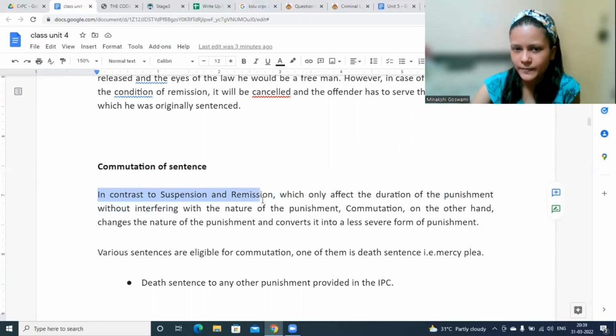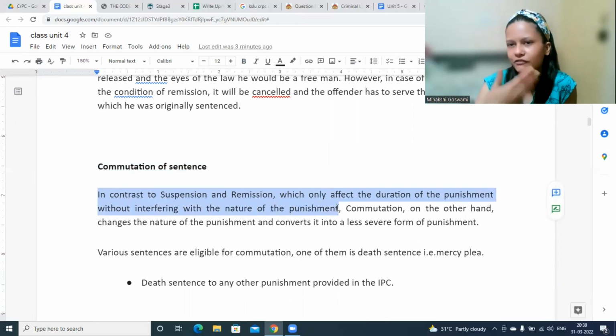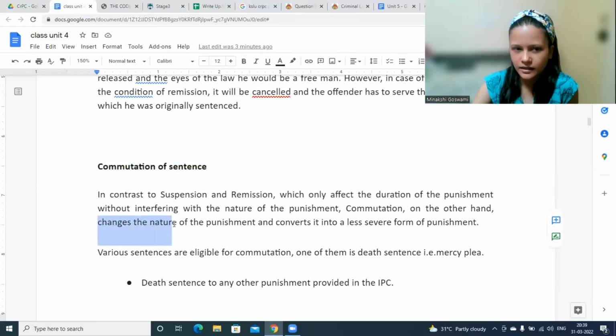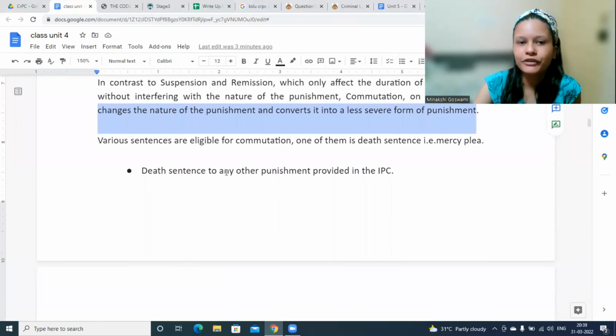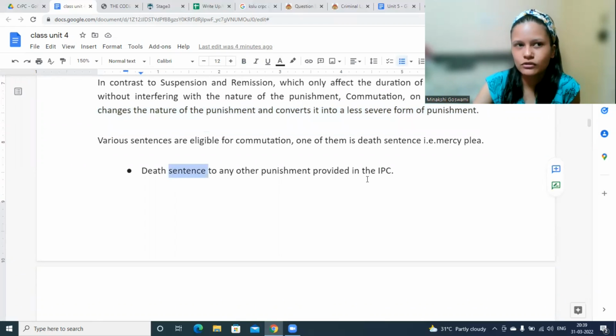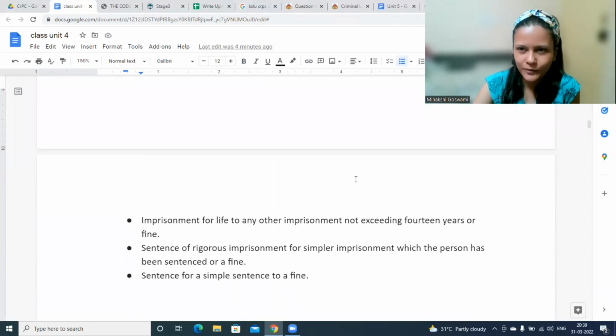In contrast to suspension and remission, which only affect the duration of the punishment without interfering with the nature of punishment. In the previous two cases, the nature of punishment would remain the same, simple imprisonment, rigorous imprisonment, whatever, it would remain the same. But in case of commutation, the nature of punishment may be converted from rigorous imprisonment to simple imprisonment as well. For example, a death sentence to any other punishment. A death sentence was given, it is changed to life imprisonment, right? Or rigorous imprisonment for 12 years, like that it may happen.